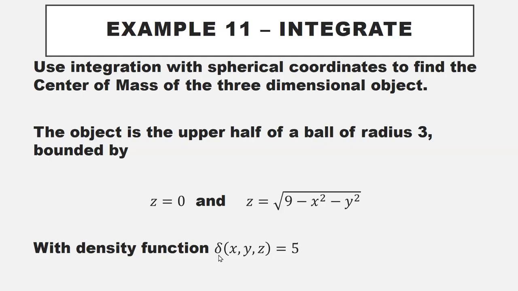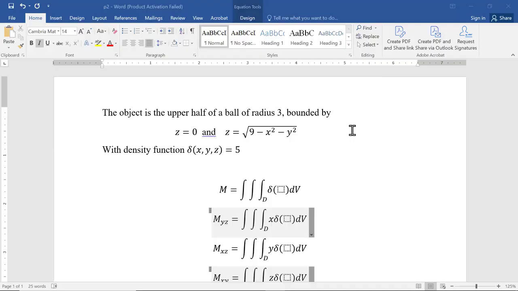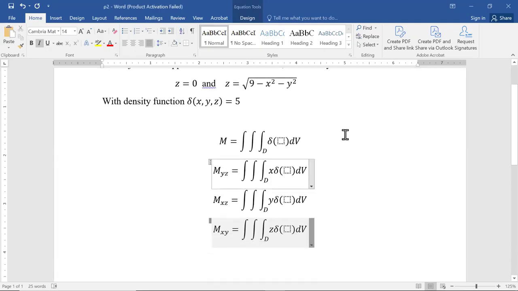And we're going to use a density function which is a constant 5. So we're going to have a constant density function in this case. So let's go ahead and find the center of mass of the top half of a sphere. Okay, so upper half of a sphere of radius 3 with density function of 5.